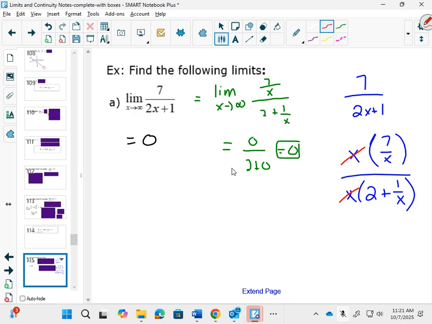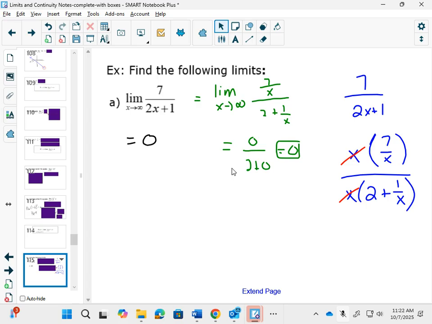And now what happens when I put in a very, very big number? This would be 0, right? And this would be 2 plus 0. And 0 over 2 would be 0. Although, I'm not going to ask you to show that work. Are you okay with just knowing that the bottom gets really, really big? And if you divide by a huge number, you're going to get next to nothing.